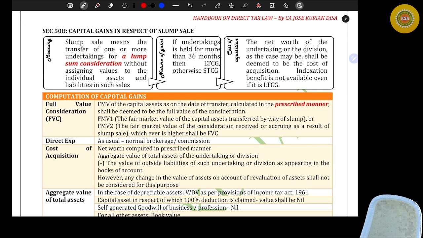So what the department says is, in such a scenario, don't treat it as a single transfer. Rather, consider that entire business as a single asset and compute the capital gain in one go, rather than splitting and apportioning, or computing 300 transfers. Are you with me? This concept is called slump sale: treating that entire unit as a single asset and computing the capital gain. It is under section 50B of capital gains.